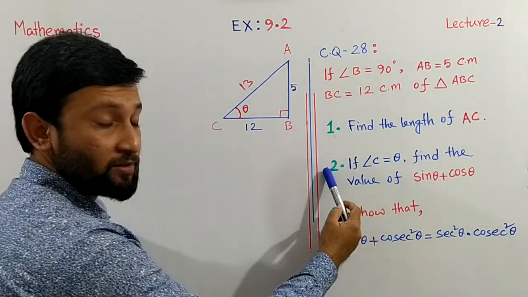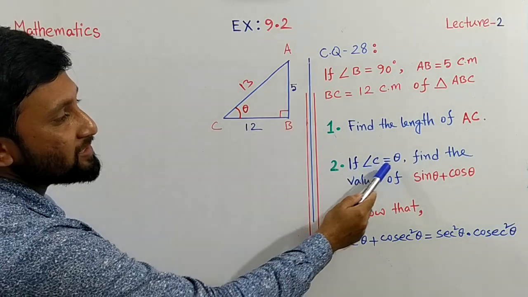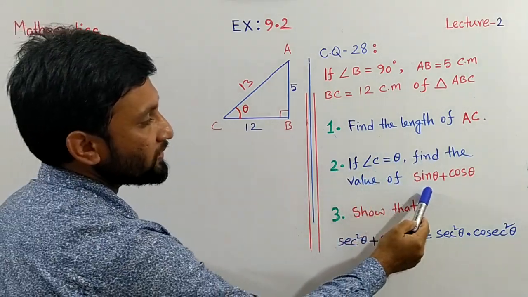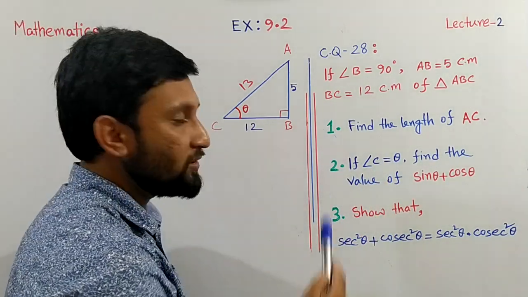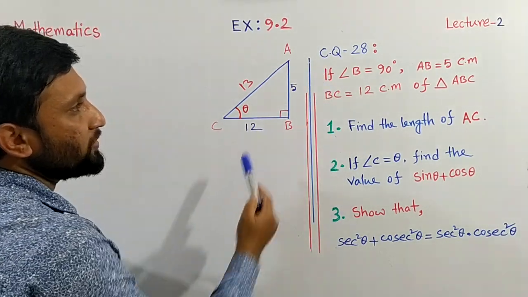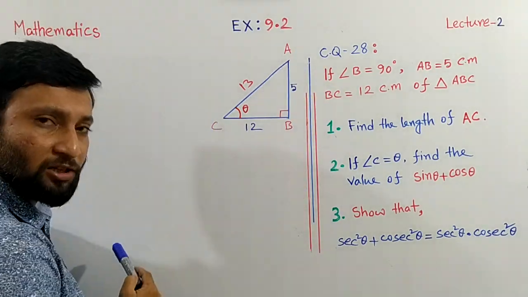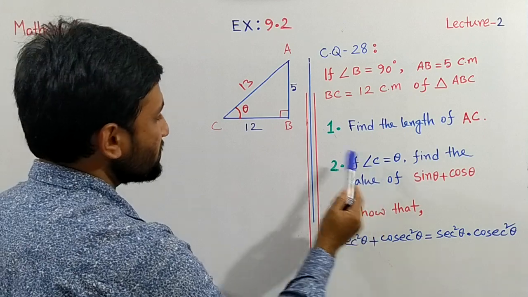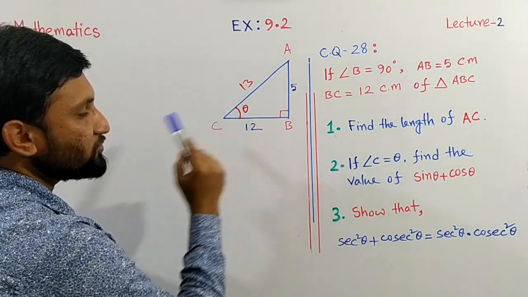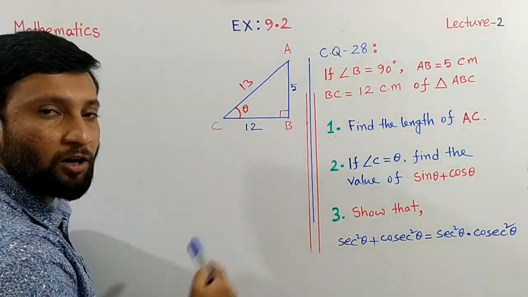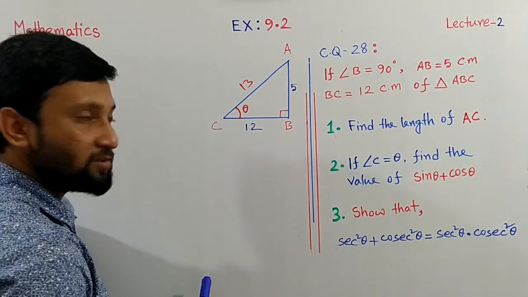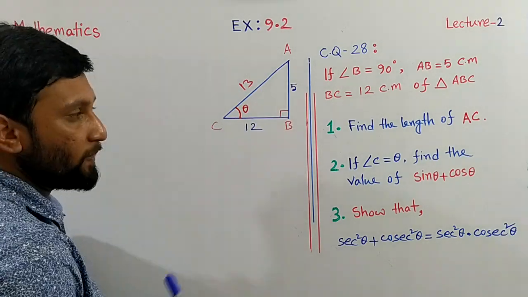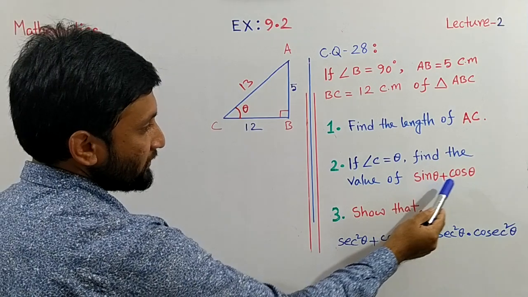Now second one, the question is, if angle C equals theta, find the value of sin theta plus cos theta. Here, according to the figure I have drawn, ABC is a triangle. If angle C equals theta, then AB is opposite, BC is base, and AC is hypotenuse. Okay, so we know the formula of sin theta plus cos theta.